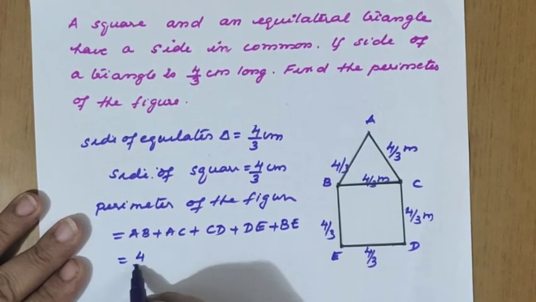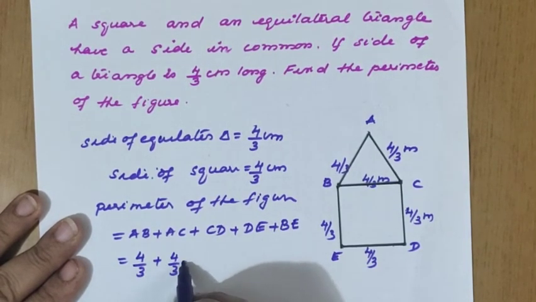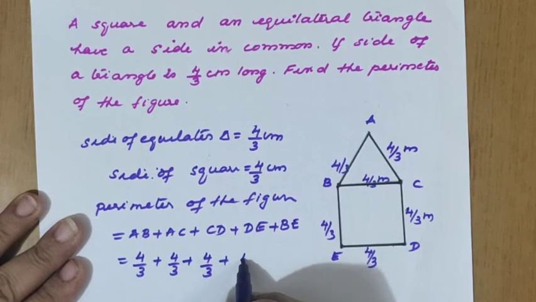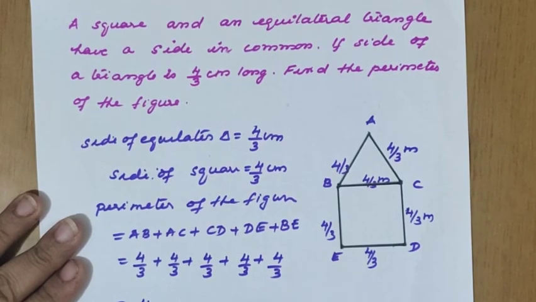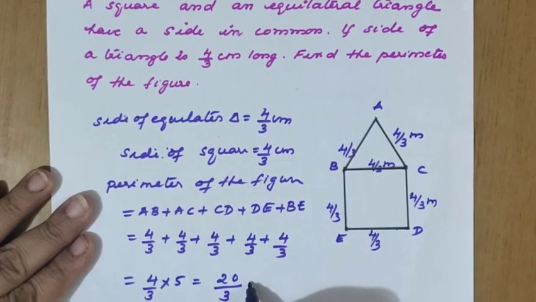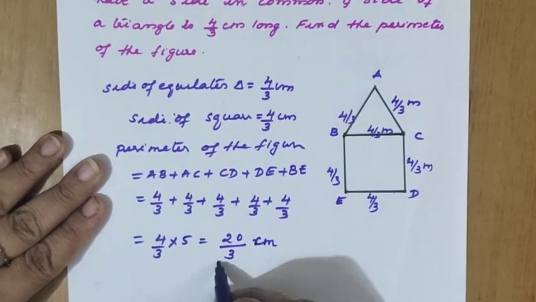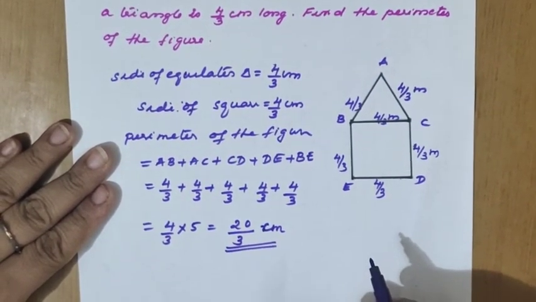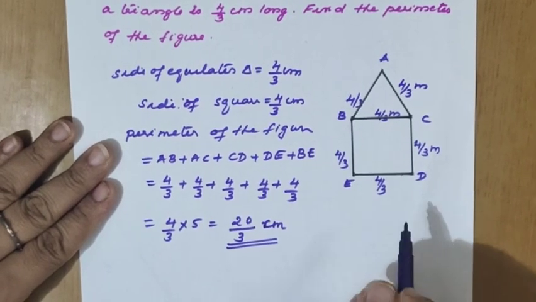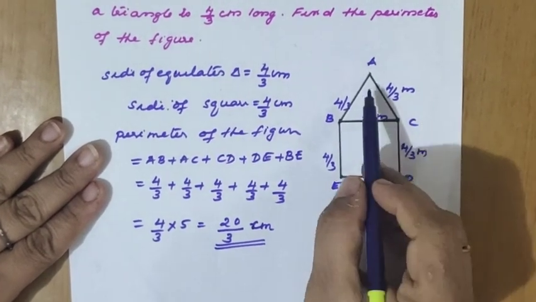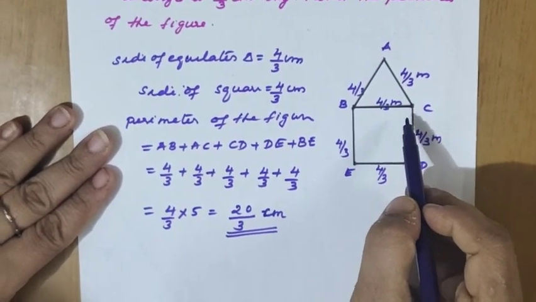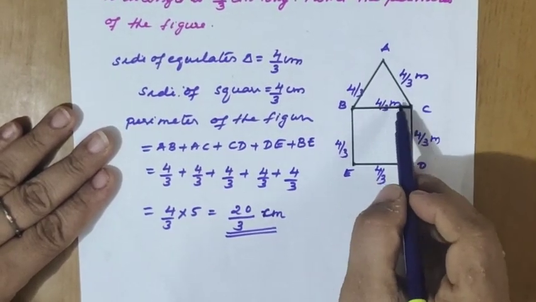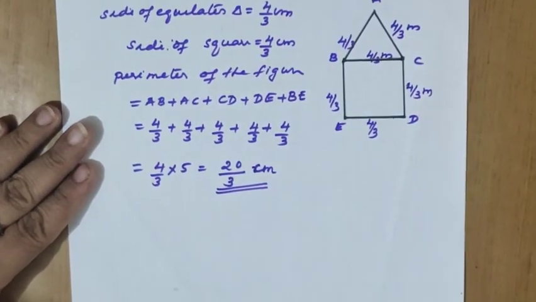That means 4 by 3, 4 by 3, 4 by 3 plus again 4 by 3, one more 4 by 3. That means 4 by 3 is repeated 5 times. Since it is a repeated addition, it is a multiplication only. So 20 by 3 centimeter is the perimeter of the figure. Listen children, here you may make an error. Some children will first calculate all the 3 sides of the triangle, and again calculate the square. So this side BC is not coming there.